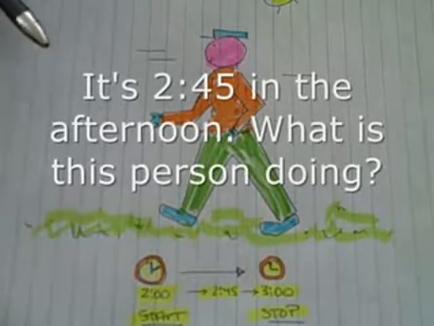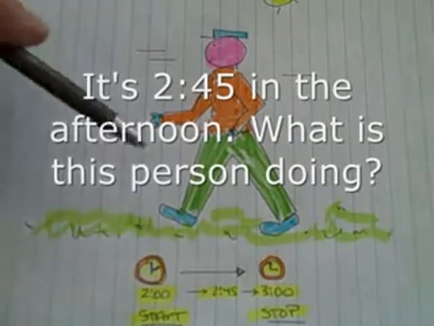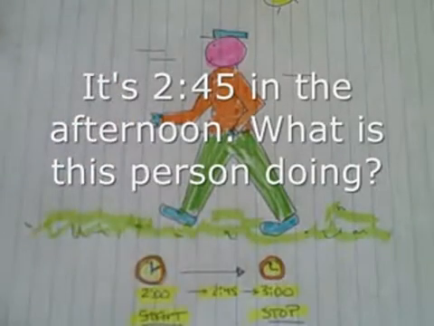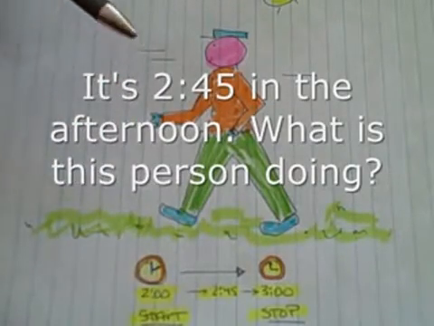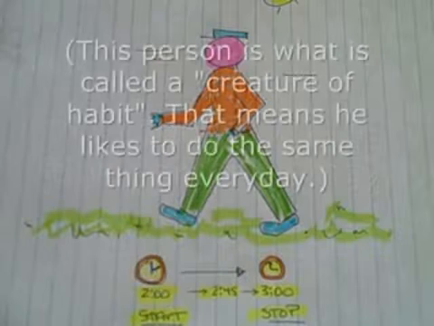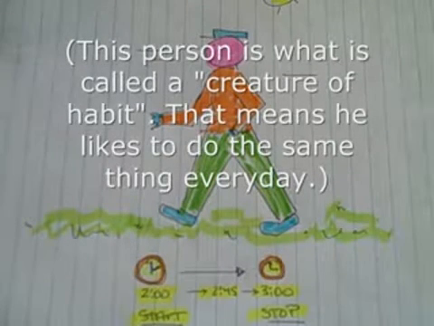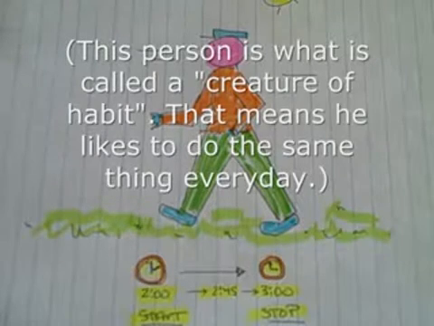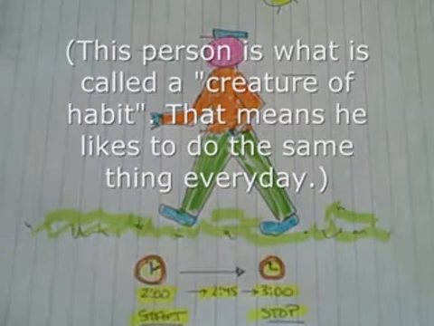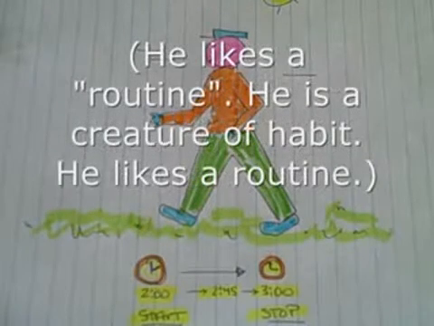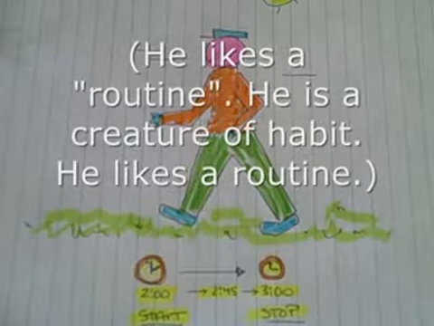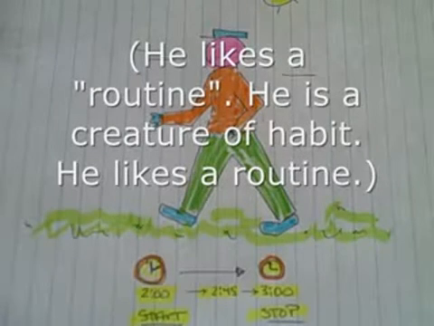It's 2:45 in the afternoon. What is this person doing? This person is what is called a creature of habit. That means he likes to do the same thing every day. He likes a routine.